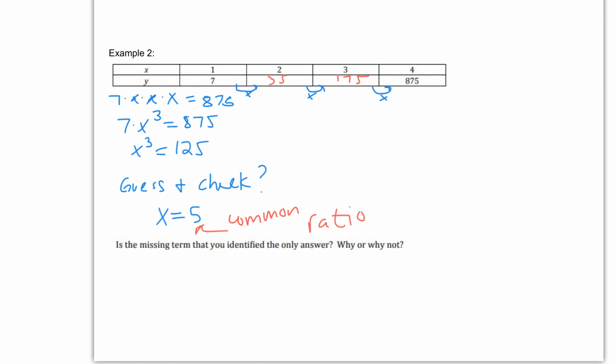Then the second part to this question says, is the missing term that you identified the only answer, why or why not? Here we could say, yes, it is. There's no other number we can raise to the third power to get 125. So here we would say, yes, 5 is the only number that, when cubed, equals 125.